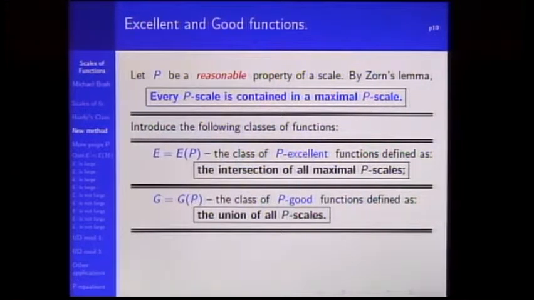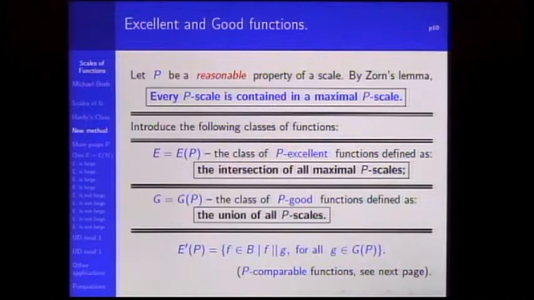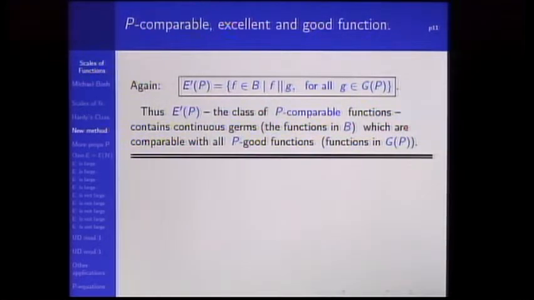The class of good functions is just the union of all P scales. I will also introduce the class E prime. I will call those P comparable functions, or sometimes almost excellent functions. It turns out that every excellent function is almost excellent. So E prime of P, I call it P comparable, and it means a function comparable with every good function. This is just a repetition of what I explained.